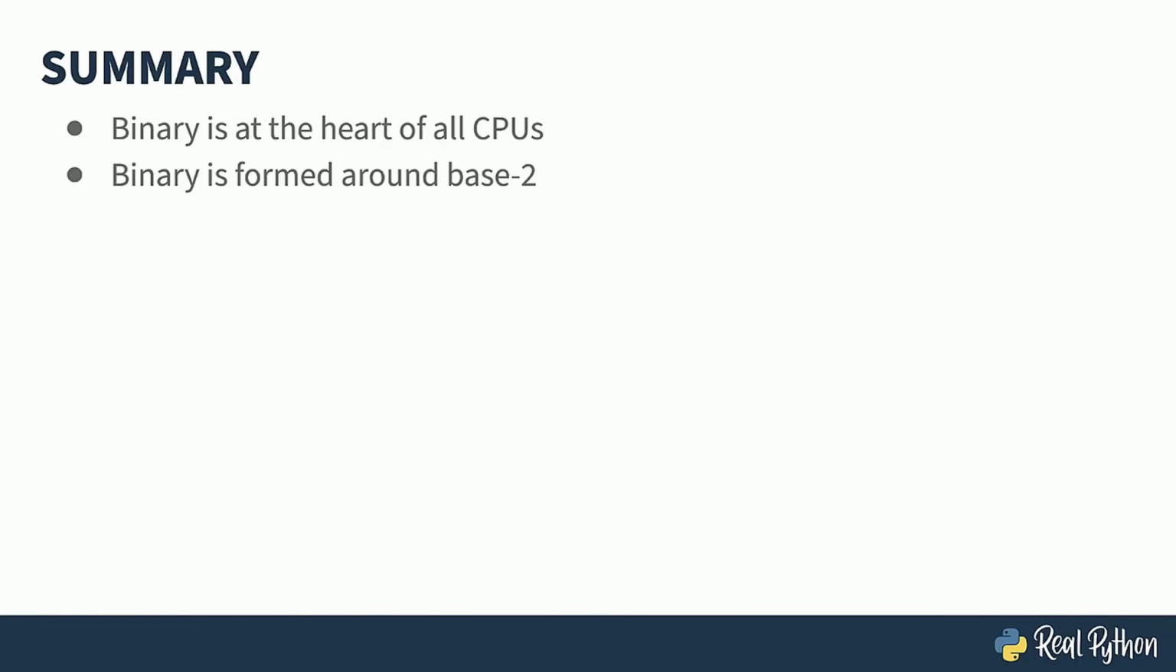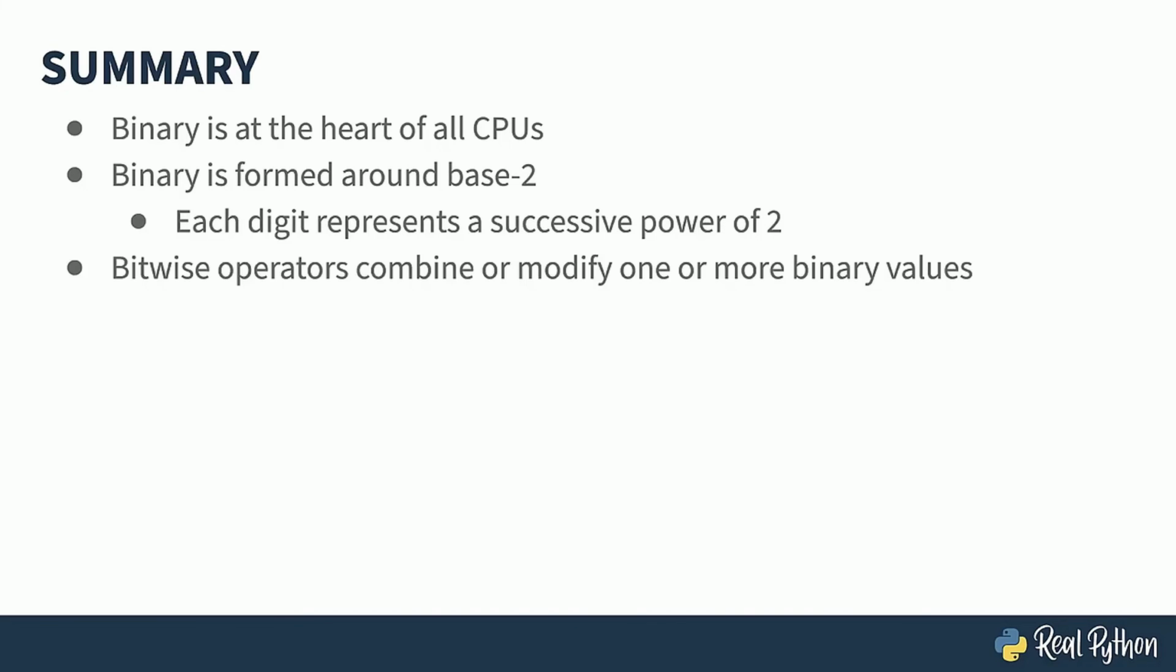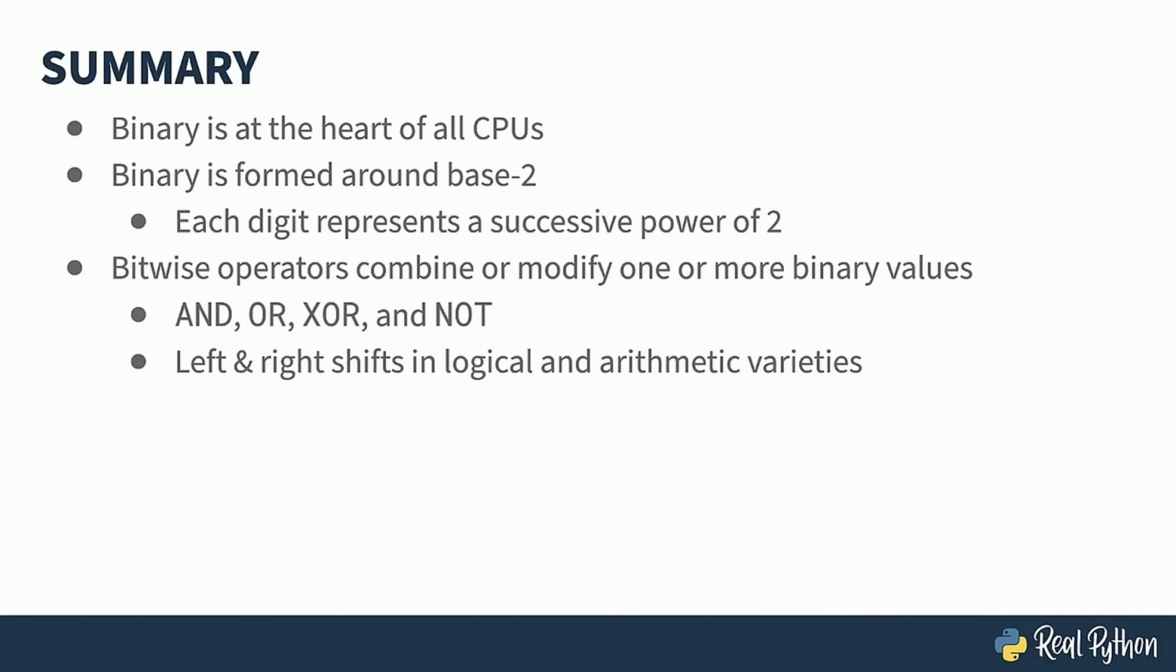Where was I? Right. Binary values are formed based on the concepts of base 2 numbers, where each digit represents a power of 2. Bitwise operators combine or modify one or more binary values. AND, OR, and XOR combine two values, matching the ones, selecting the ones, or exclusively selecting the ones. NOT operates on a single value, inverting all the bits. You can also shift binary values left or right. Python only supports the arithmetic shift, which is conscious of the sign bit, but other languages support logical shifts as well, ignoring the sign bit.